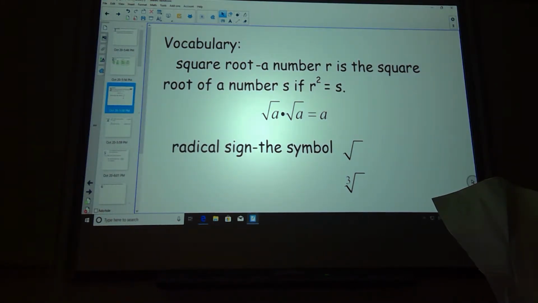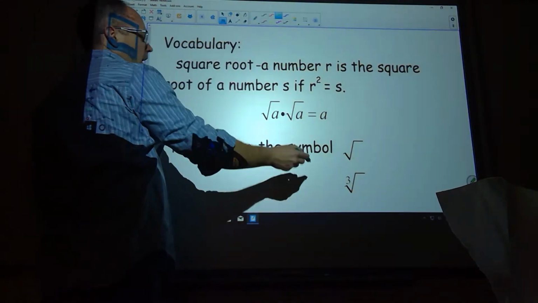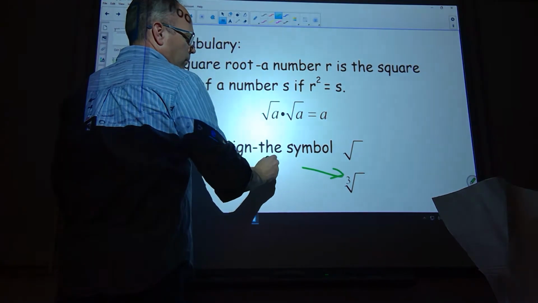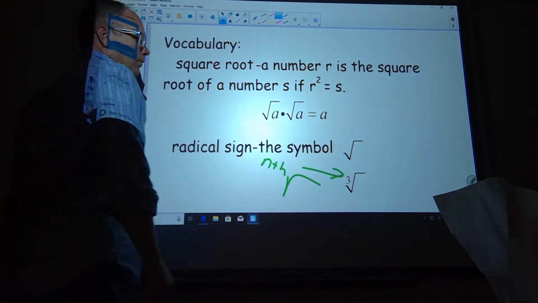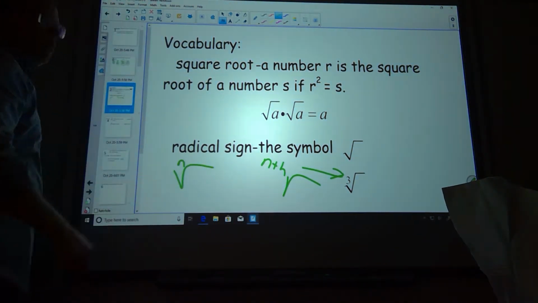All right, vocabulary. Square root. A number r is the square root of the number s if r squared is equal to s. So root a times root a is equal to just a. The reason that works is because a times a is a squared, and the square root of a squared is a. The radical sign is the symbol for square root. You can also have cube roots, fourth roots. We start calling these nth roots. So that would be the square root of whatever number you want.